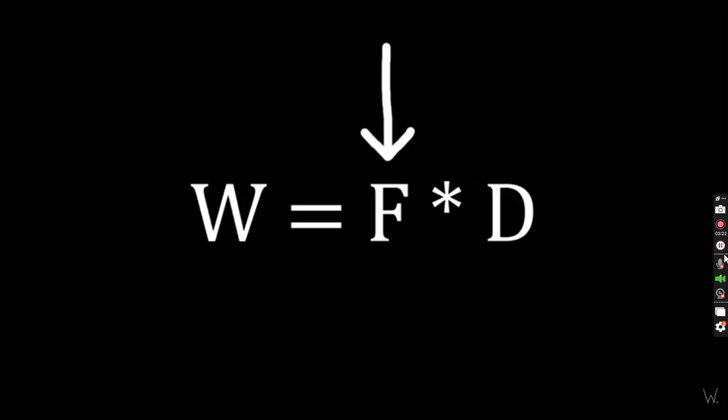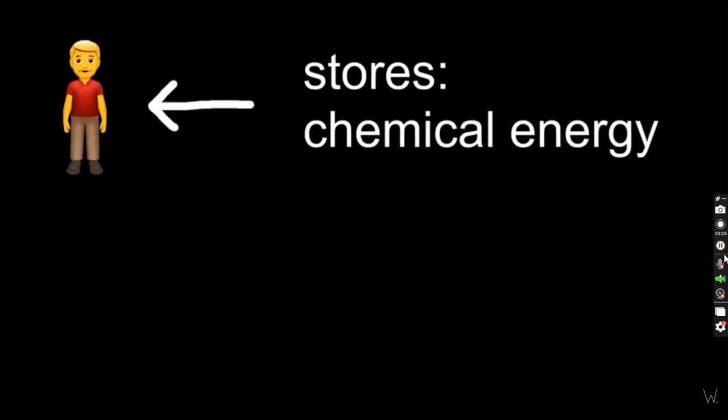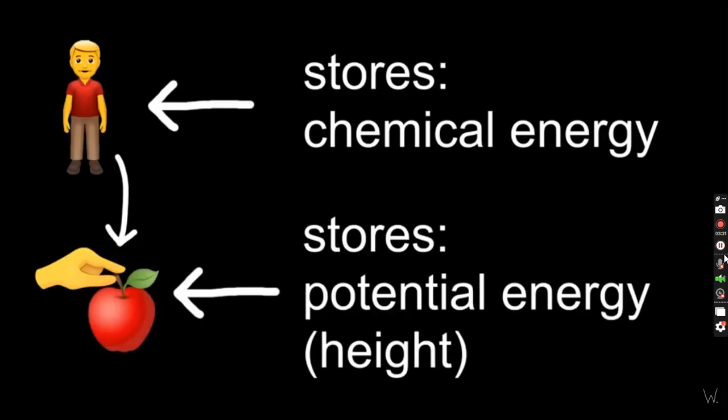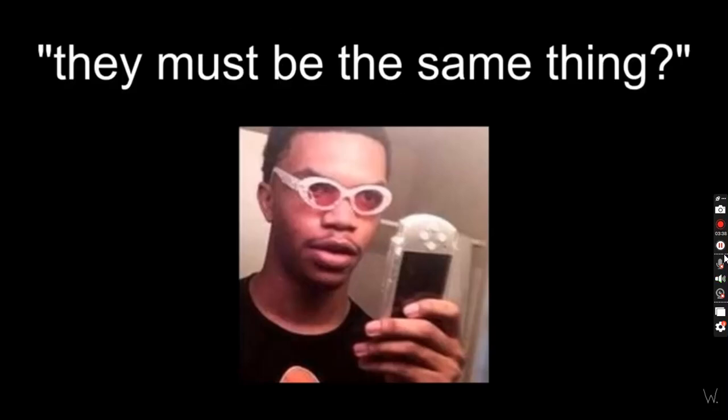Work is defined as force applied over distance. For example, if you lift an apple by 1 meter, you would have done about 1 joule of work. This happened by converting chemical energy stored in your body to gravitational potential energy stored in the apple. As you may have noticed, energy and work have the same unit joule, so they must be the same thing?